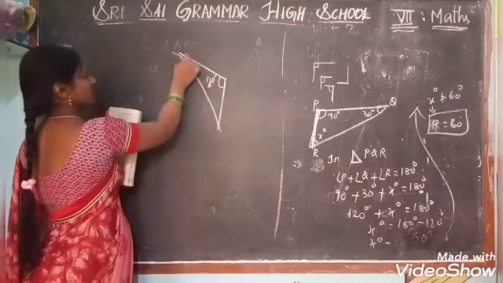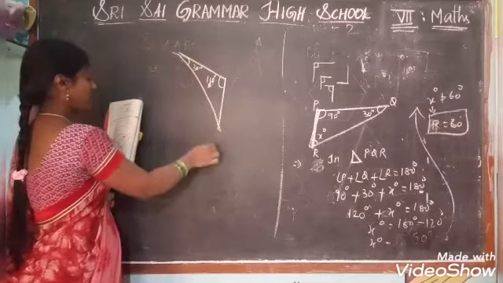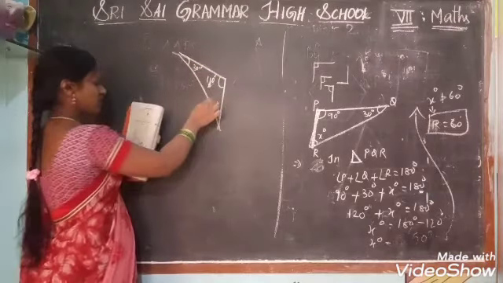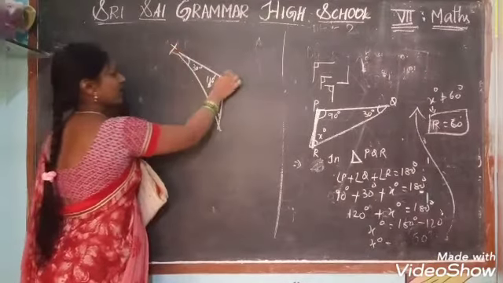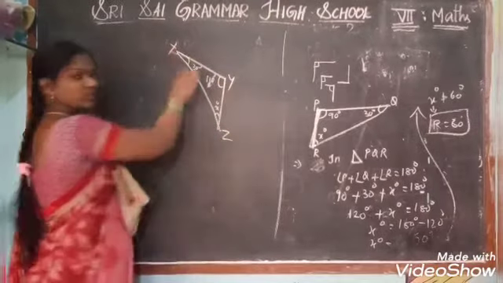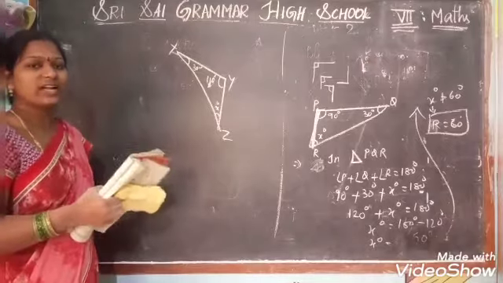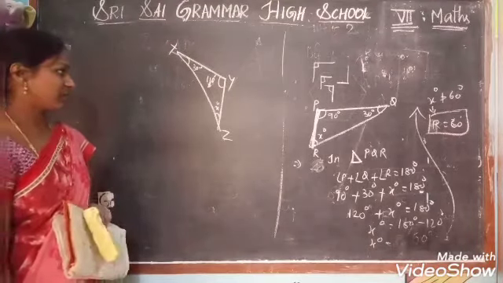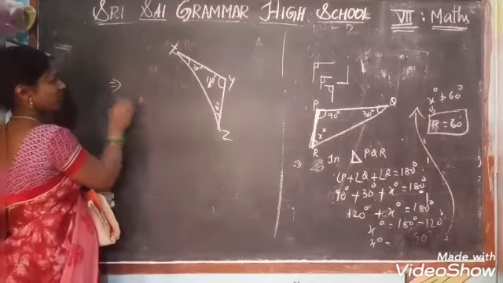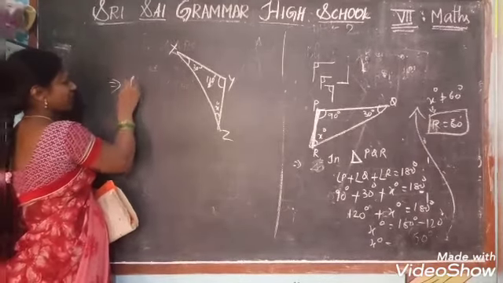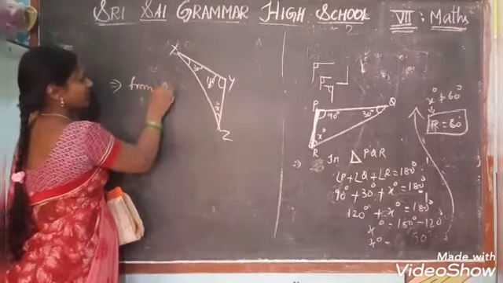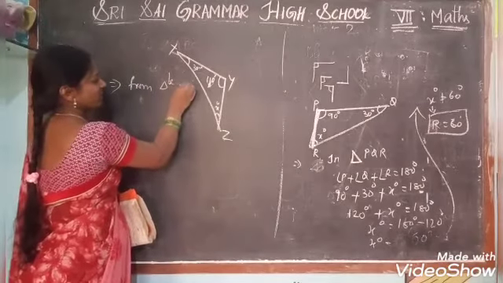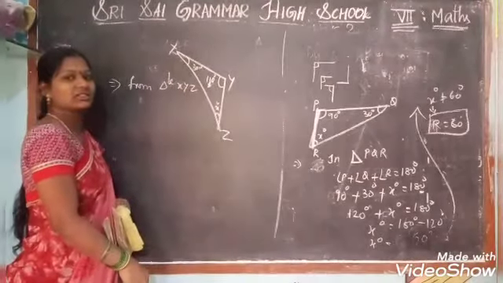The angles are 110 degrees, 30 degrees, and here it is x degrees. The points are x, y, z. Now from this we have to find the value of x. From triangle x, y, z.